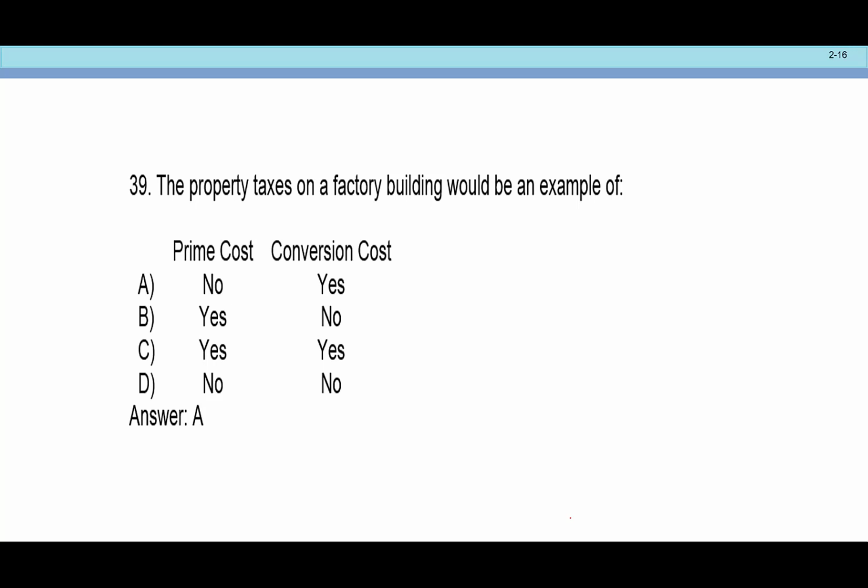Yeah, if this had said, say, property taxes on corporate headquarters, then it is a period cost. Therefore, it is what? Neither a prime cost nor a conversion cost, because prime cost is direct materials, direct labor, conversion is direct labor and manufacturing overhead, which are all product costs, right?